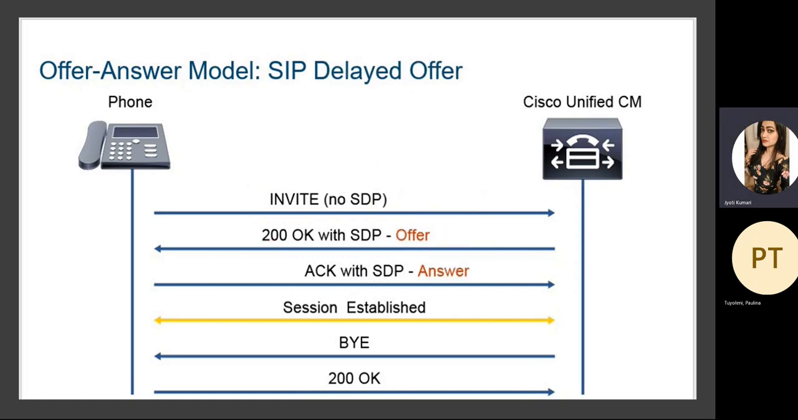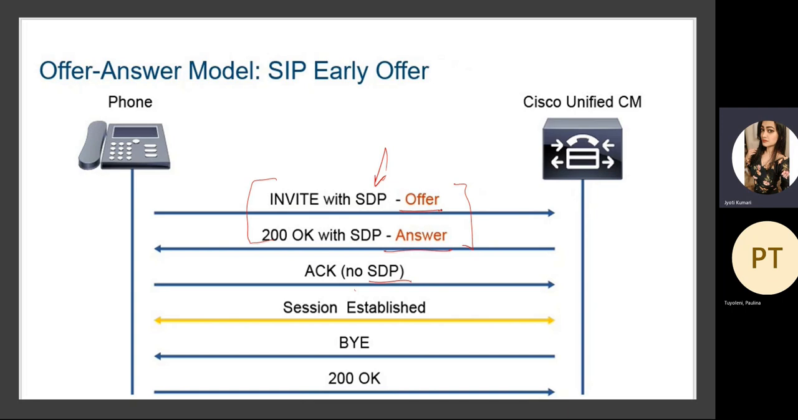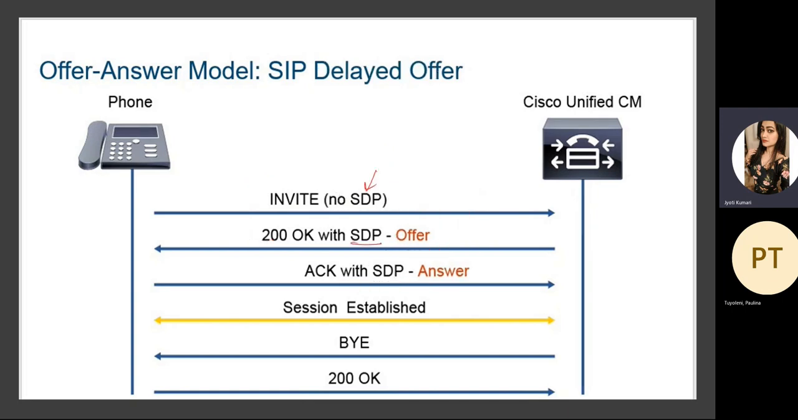Whereas in delayed offer, the invite doesn't have any description. There is no Session Description Protocol used in the invite message, but in the 200 OK message, when the success message is sent, it is sent with the Session Description Protocol, sending the offer here, whereas the offer was sent in the SIP early offer method in the invite message itself.